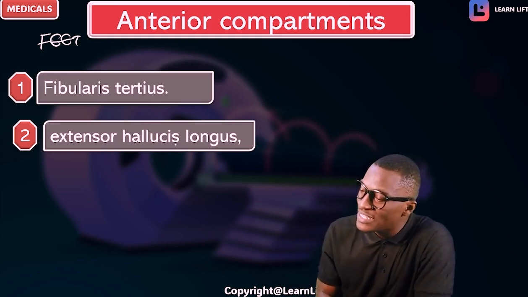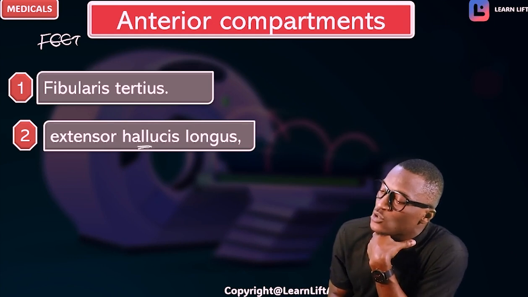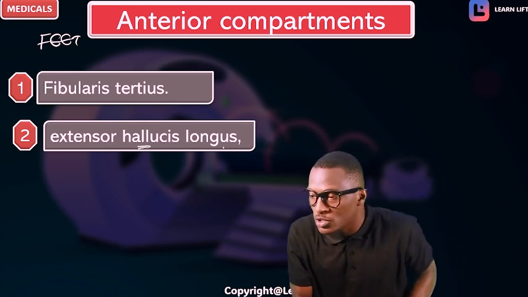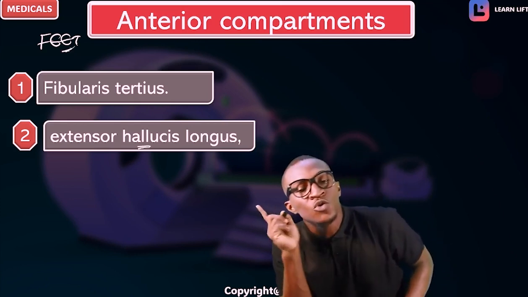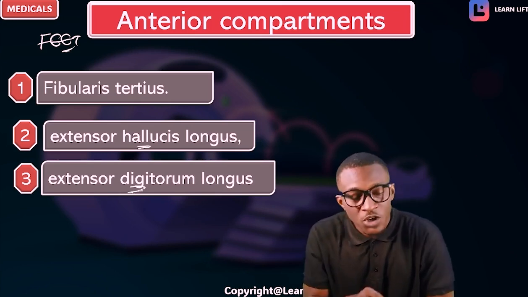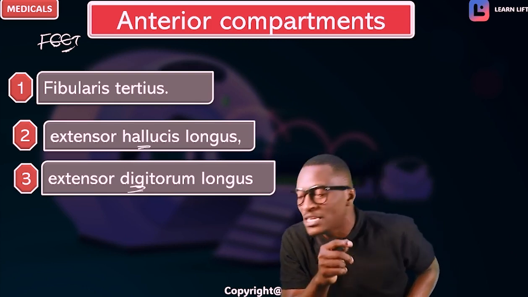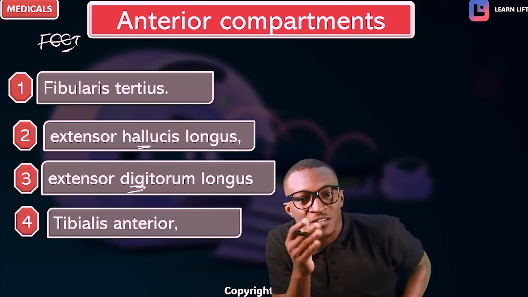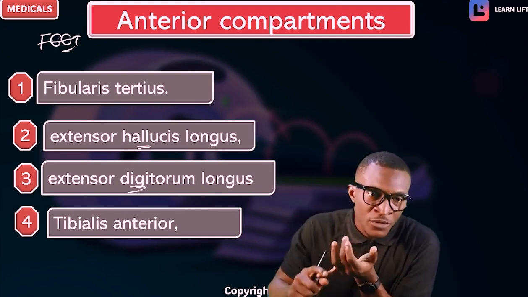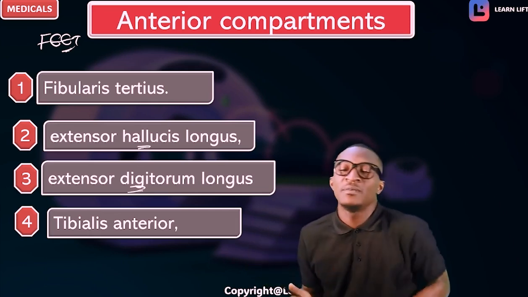So that's how we have the name extensor hallucis longus. From the name, you should know the function. It helps to extend the great toe, which is called the hallux. The other one is called the extensor digitorum longus. The word digitorum talks about digits, the other four digits. Then we have the tibialis anterior. What do I call it? Tibialis anterior. These are the anterior compartment muscles. What's the acronym? FEET. Fibularis tertius, extensor hallucis longus, extensor digitorum longus, and your tibialis anterior.